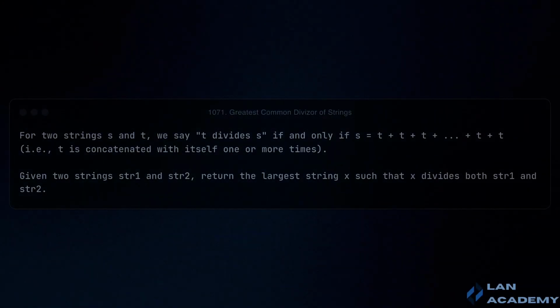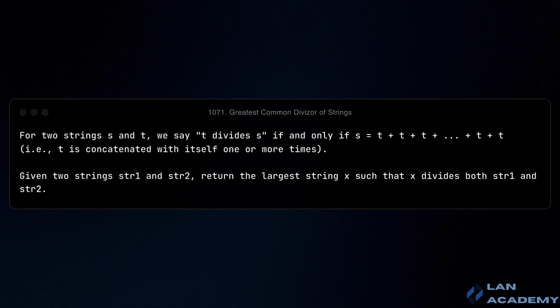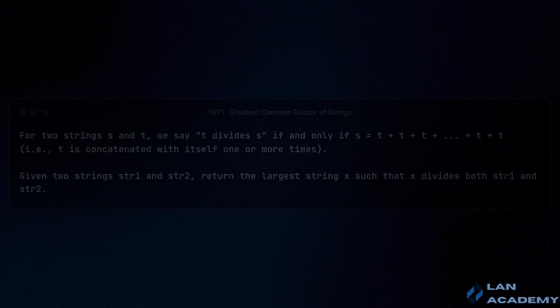In this problem, I have two strings, str1 and str2. I'll say that str1 divides str2 if str1 is formed by concatenating str2 multiple times. I need to find the largest string x which divides both str1 and str2.